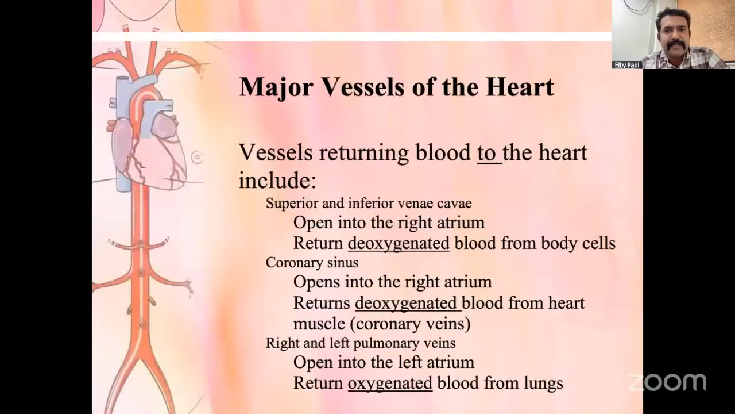The major vessels returning blood to the heart include the superior and inferior vena cava, opening to the right atrium, which return deoxygenated blood from the body cells. The coronary sinus, also opening to the right atrium, returns deoxygenated blood from the heart muscles. The right and left pulmonary veins open to the left atrium, returning oxygenated blood from the lungs. These are the major vessels of the heart.